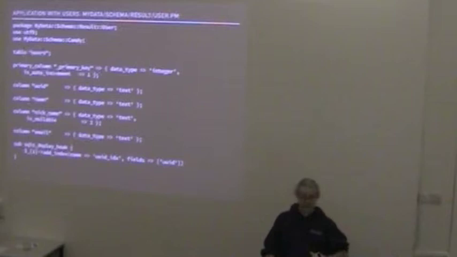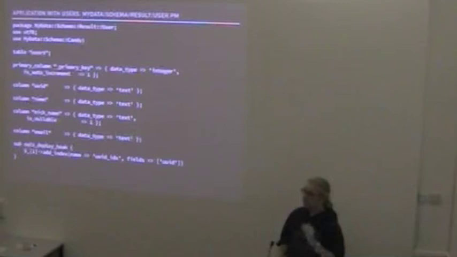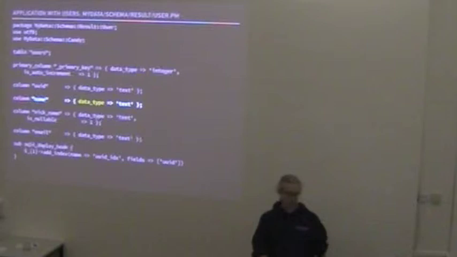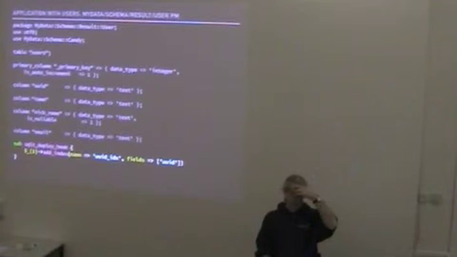So, this is going to be a little bit more interesting. This is our DBIx::Class schema. Very quickly, the class name, we're going to use Candy, because Candy is nice. We're going to create a table, we're going to have four different fields in it, and yes, I want to have some other indexes, and that's how you create them, if you want to know. Good.